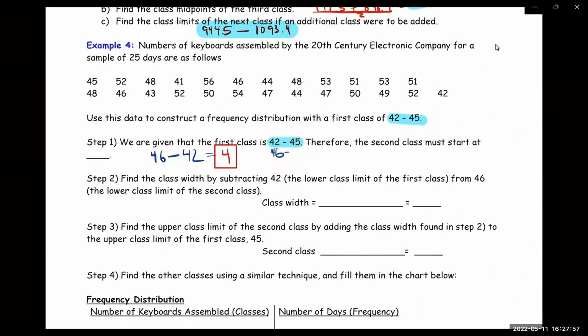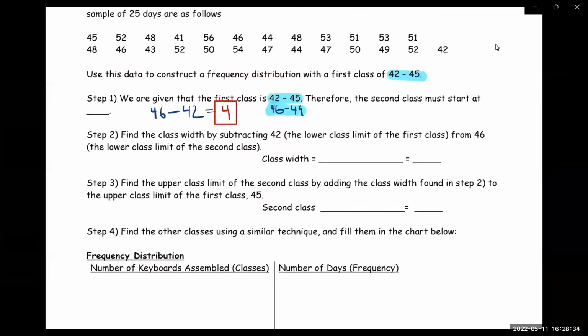So that's your class width. The way you get this number is you add 4 to 45. So 45 plus 4 is 49. Now you see that the difference is 4 and the difference is 4. So that's how you can check your answer. That would be our answer right there. That would be the next class.